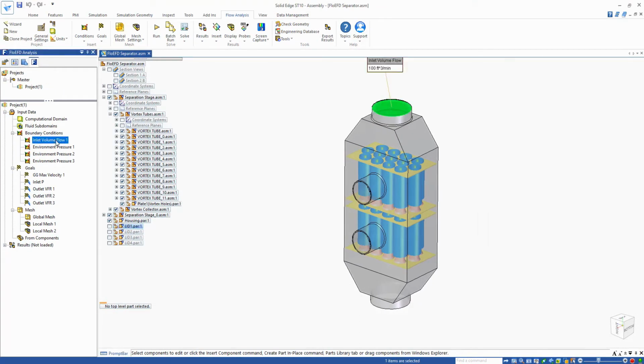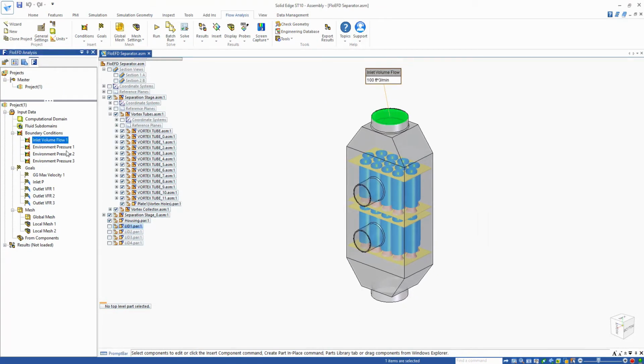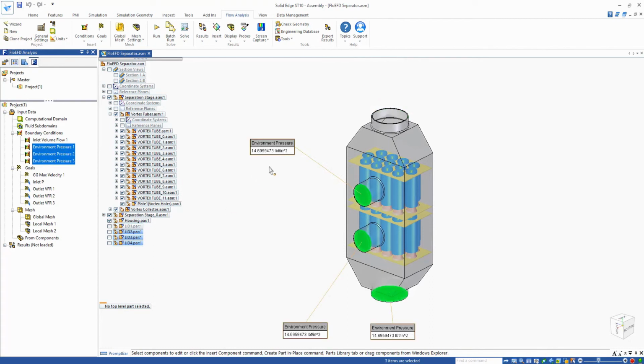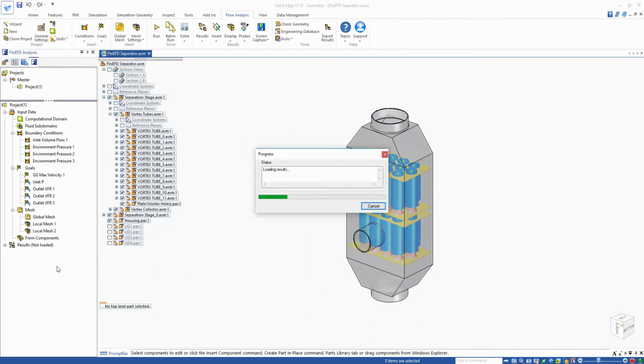So here, first of all, we have 100 CFM on the inlet. We then have 3 pressure outlets: the first stage of cleaning, the second stage of cleaning, and then hopefully the last clean air stage right at the bottom. So let's load the results.